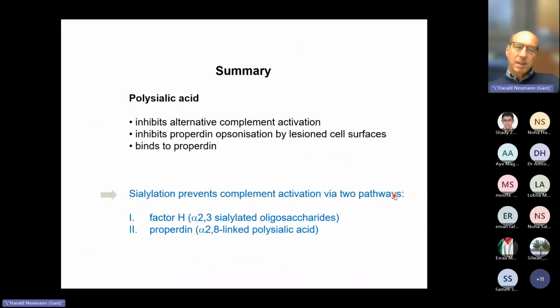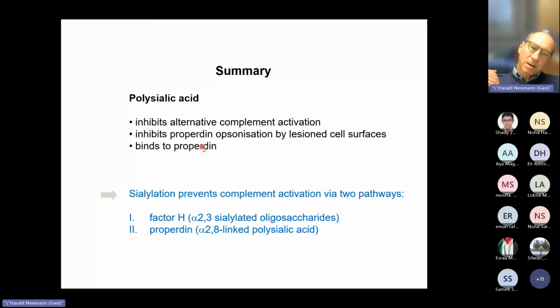I would like to summarize this experimental part of our data. Polysialic acid, not the short ones, you need a certain chain length of 20, but it works up to a chain length of 40 or 50, inhibits the alternative complement activation. Polysialic acid inhibits properdin opsonization. Opsonization means the binding to a lesioned cell surface. And we can also show polysialic acid binds directly to properdin.